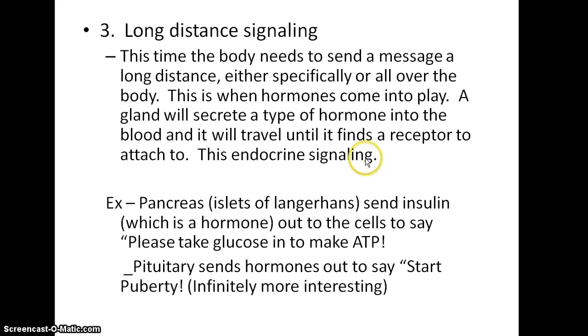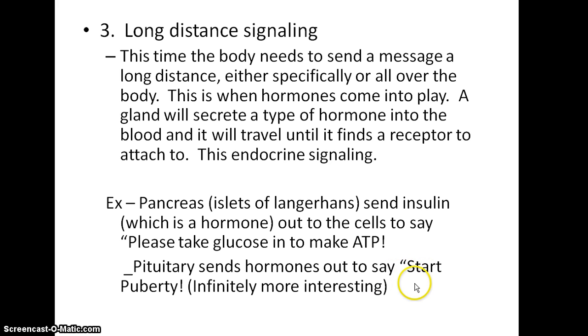And of course we've got an entire chapter on the endocrine system. An example of this, of course, you know that the pancreas will send out insulin, which is a hormone, to the cells to say, please take glucose in to make ATP. And then they will take it in until there's not enough insulin left, and then the leftover glucose is wandering around until it's finally stored as glycogen in the liver. An example that doesn't work for most people is when you don't have enough insulin, and so the cells don't take in the glucose, and it wanders around, and we call that diabetes.